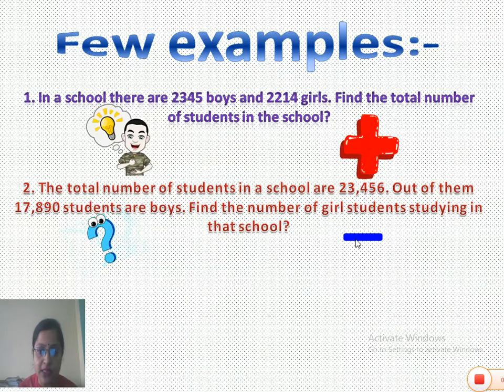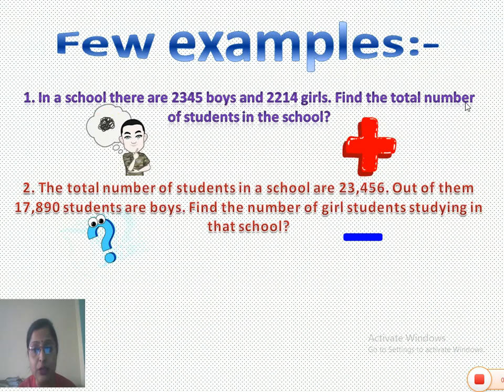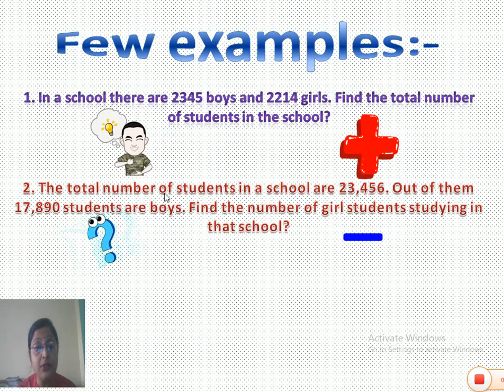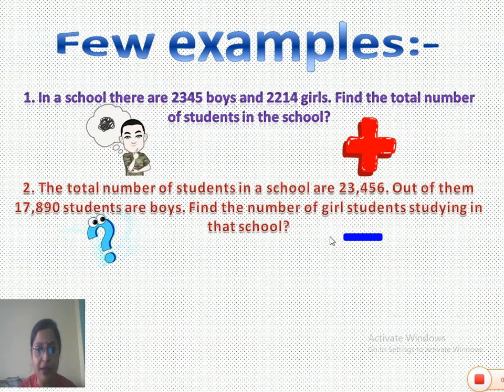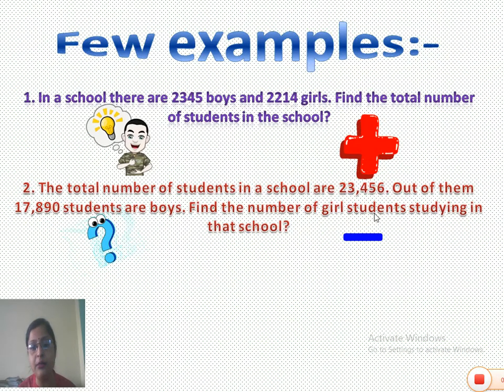So, did you understand the difference between addition and subtraction? Here we are calculating the total number of students, and here the total number of students is given and the number of boys is mentioned, but the number of girls we had to find out. So we chose the action of subtraction to find out the remainder, because the number of boys is already mentioned and the total number of students is also mentioned here.